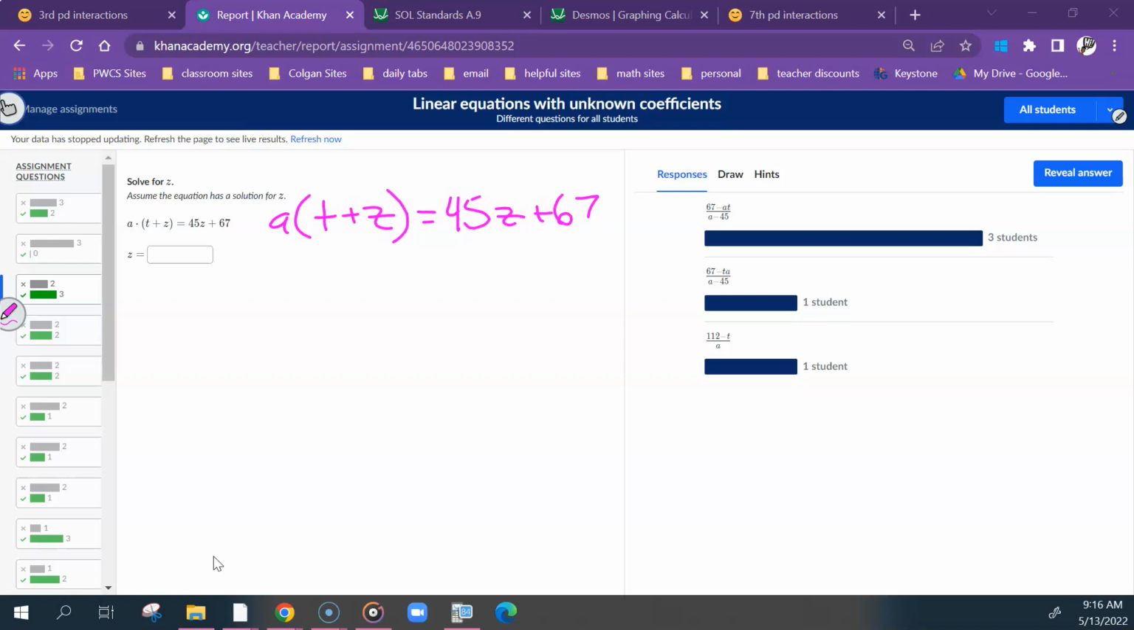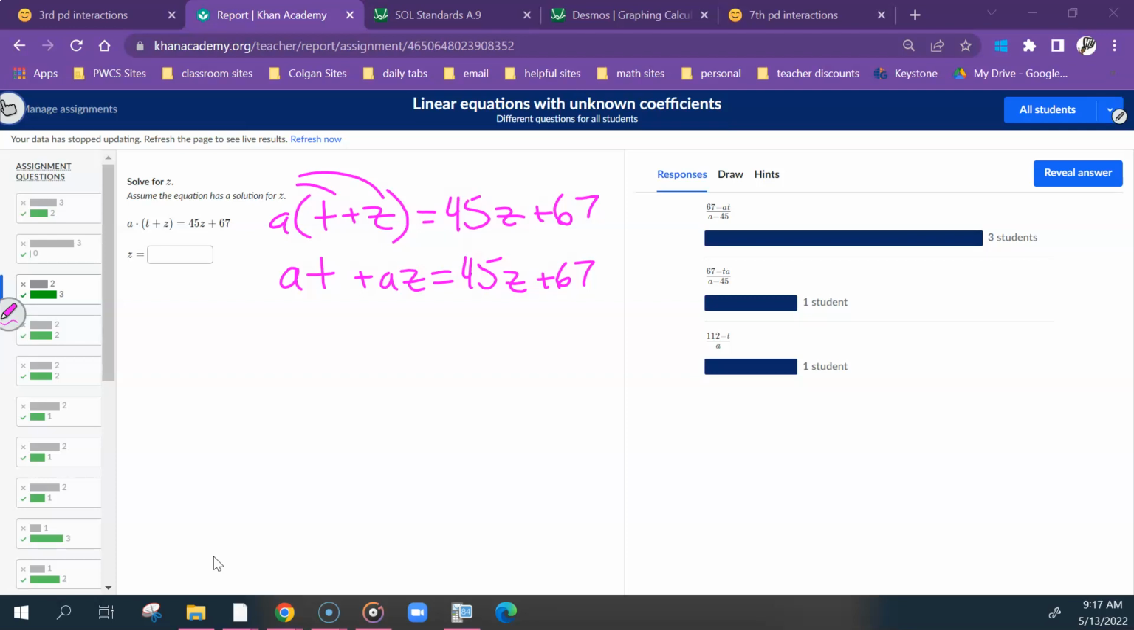There's a Z on this side and this side. We need to get them on the same side. This one is in parentheses. To get it out of parentheses, we're going to have to distribute. That kind of doesn't make sense, but it will here in a second. So distribute first. So we have AT plus AZ equals 45Z plus 67.